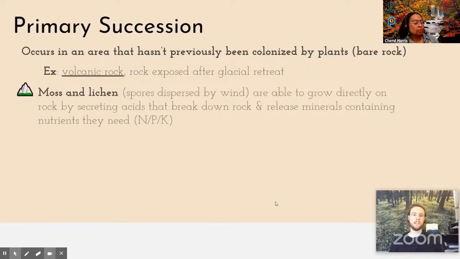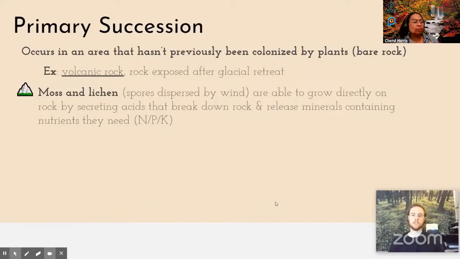and that's because their spores or their seeds are easily blown in by the wind, but then also they're uniquely adapted to grow on rock. They have a unique adaptation that enables them to secrete acids into the rock. Those acids will actually break down or chemically weather the rock so that the minerals in those rocks that have the nutrients that the moss and lichen need will be released, and those moss and lichen can then absorb the nutrients into their bodies. So these are things like potassium, phosphorus, and nitrogen.